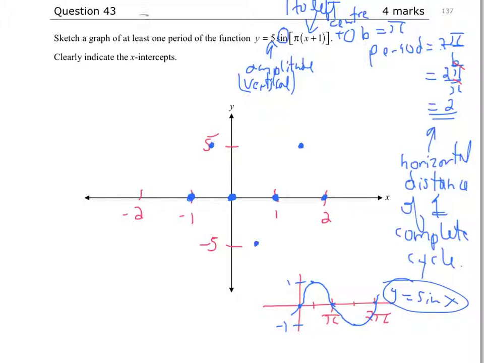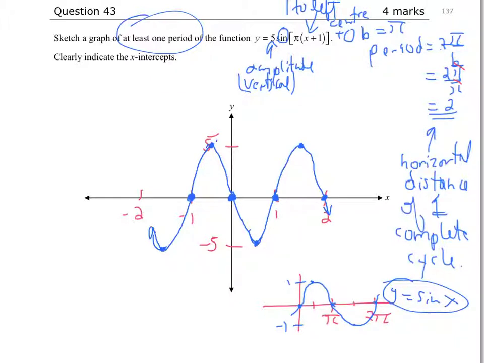This is optional because it says at least one period. So let's just see what this looks like when I graph it. And maybe I'm going to put a minimum in here. Trying to make the best graph I've ever done. So we make our sinusoidal shape, and I'm going to bring it back around, bring it down.